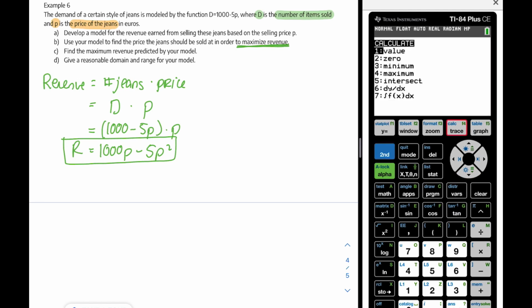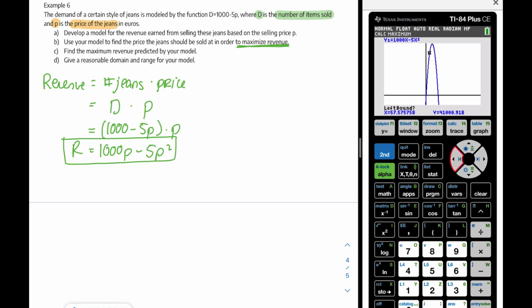So we're looking for this maximum value. So second function trace, maximum. We're going to go to the left of it, and we're going to go to the right of it, and we are going to guess the point. And we're told that our maximum is happening when x is equal to 100 and y is 50,000 here. Okay, give the maximum revenue predicted by the model. The maximum revenue is going to be our 50,000.